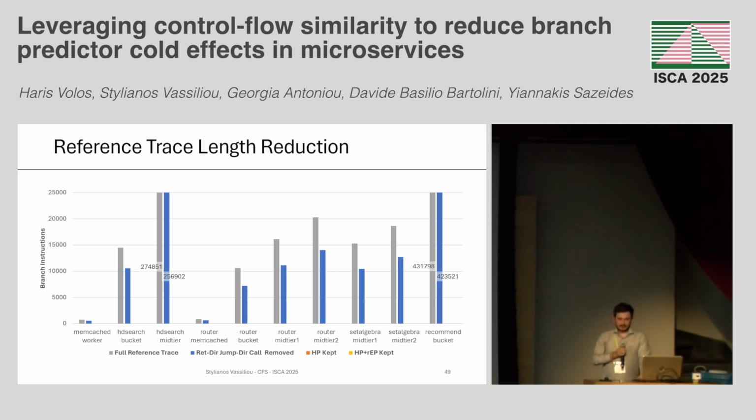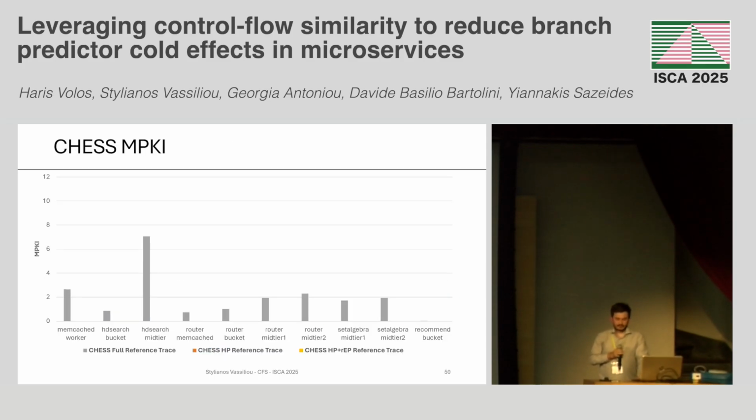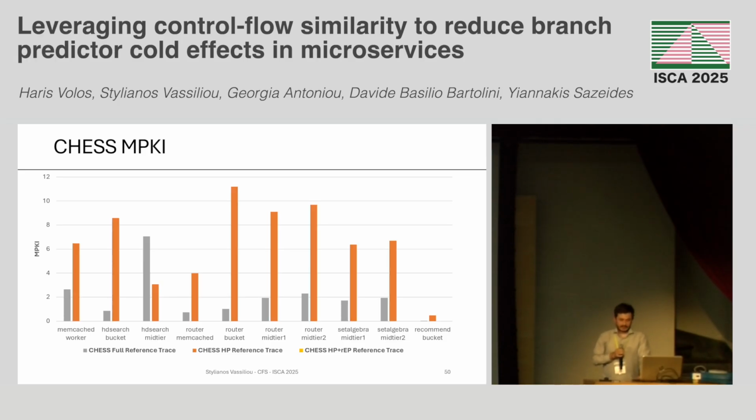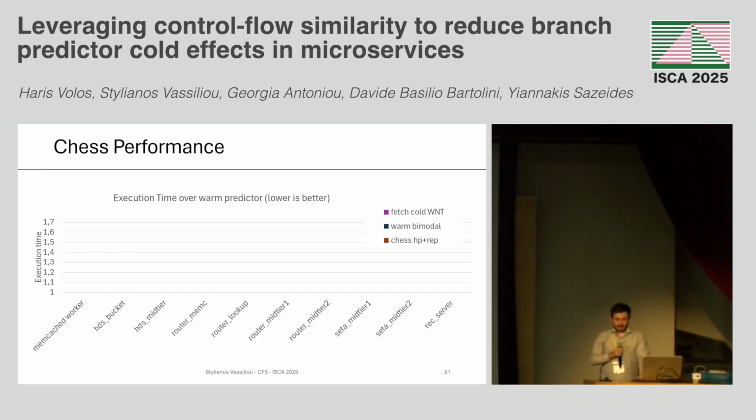Compared to the original size, removing the direct and return branches had a substantial improvement, but it was still very big. Removing all the easy to predict, on the other hand, brought us to manageable levels, and when we reintroduced the retained easy to predict branches, the increase was small, achieving chess' goal of reducing the trace length. At the same time, when we had a reference trace with only the hard to predict branches, we noticed a substantial increase in MPKI compared to having the entire trace, while reintroducing the retained easy to predict in the reference brought the accuracy back to the levels of having the full trace.